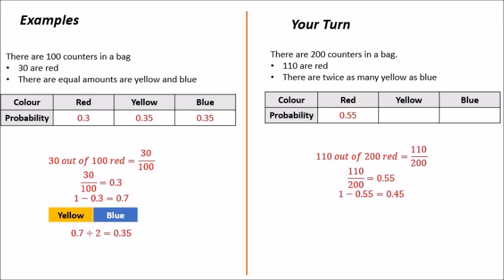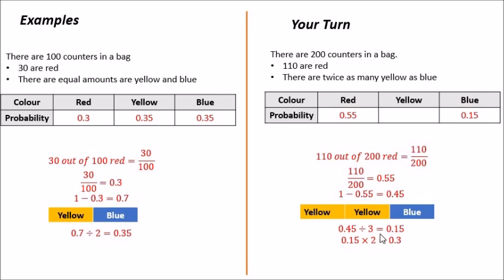So if there are twice as many yellow as blue, then that means that I can do a bar like this, with yellow and blue, twice as many yellow as blue. You can see that splits this bar into 3 equal size pieces, which means if I share that probability, 0.45, into 3, that gives us the value of the probability of each piece, which means the probability for blue is 0.15.